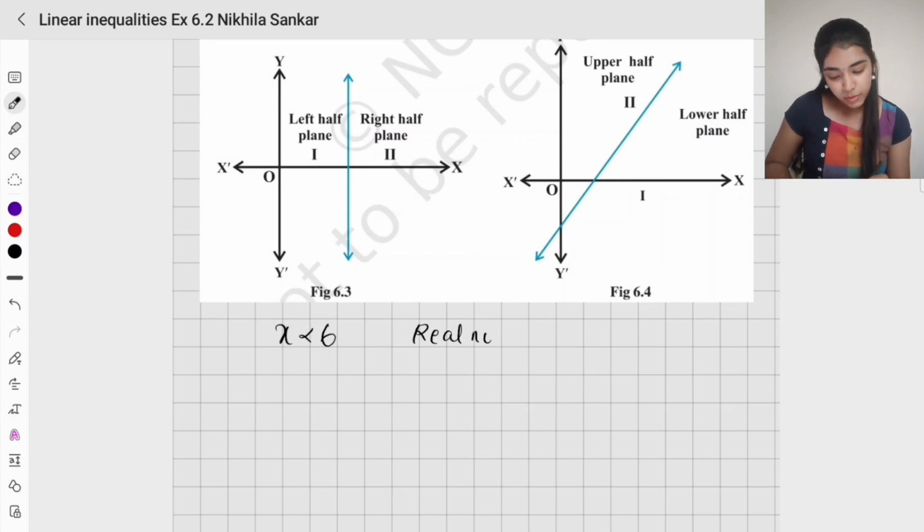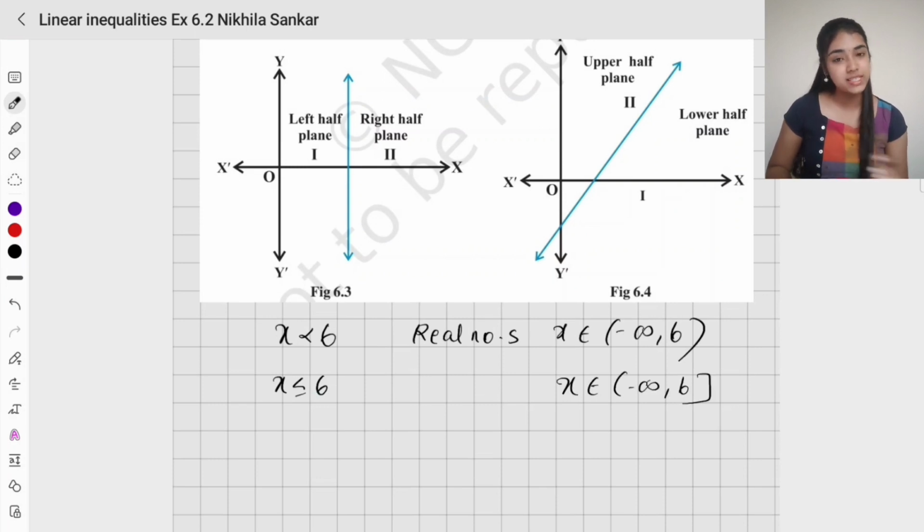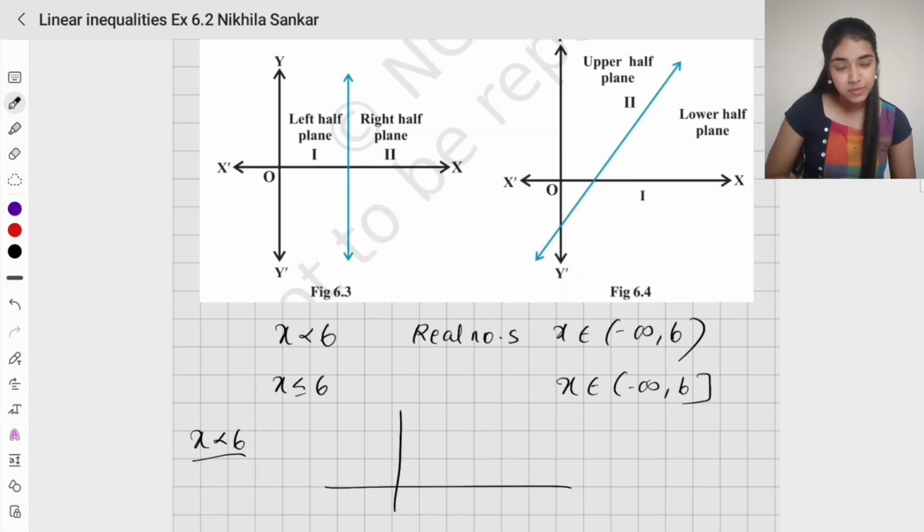For real numbers, x belongs to all the numbers from minus infinity to 6, not including 6. If x is less than or equal to 6, x belongs to minus infinity to 6, including 6. Correct? Now, this graph we denote for x less than 6. So I'm going to take the x less than 6 case. Whenever I'm drawing a graph, I'll draw it properly.